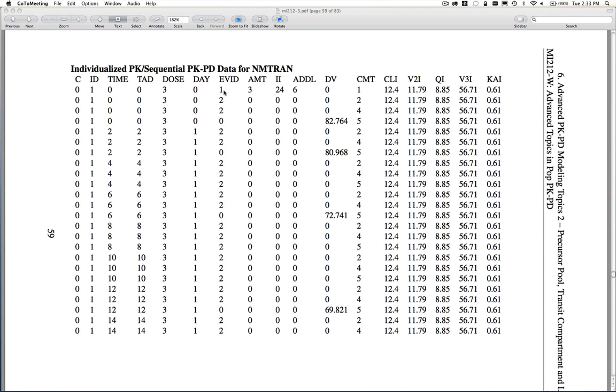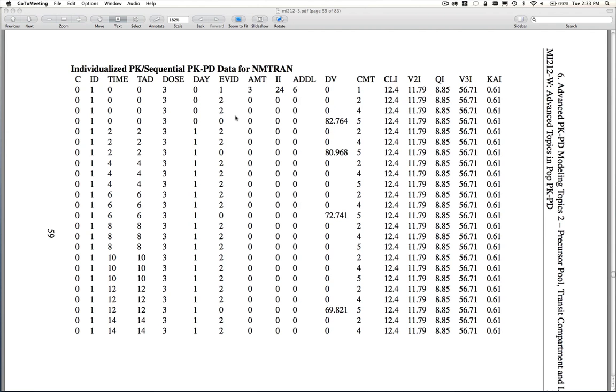You'll notice here on the first line we've got the typical kind of dosing record for a pharmacokinetic data set, where we've got an event ID 1 indicating a dosing record. The amount 3 is the 3 milligram dose that subject was receiving. They received that dose every 24 hours with an additional 6 doses. So that's a total of 7 days of dosing. That dose went into compartment 1. And again, these are the individual PK estimates for ID1 that had been fit and estimated previously.